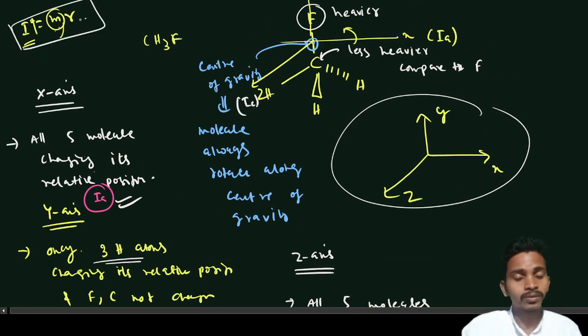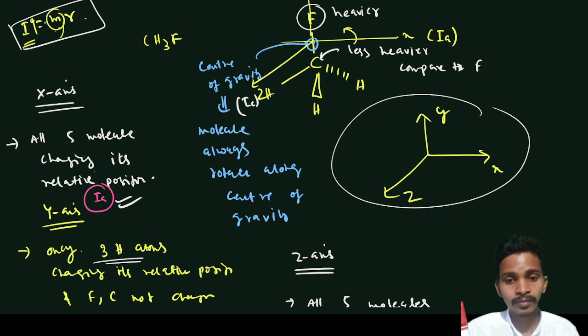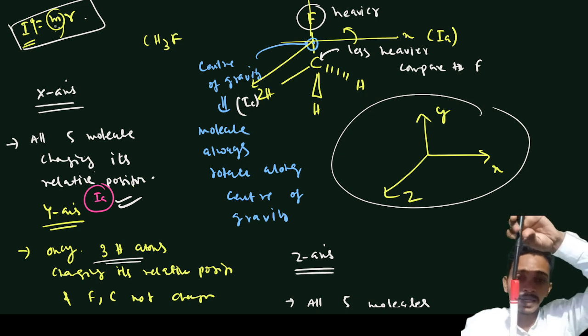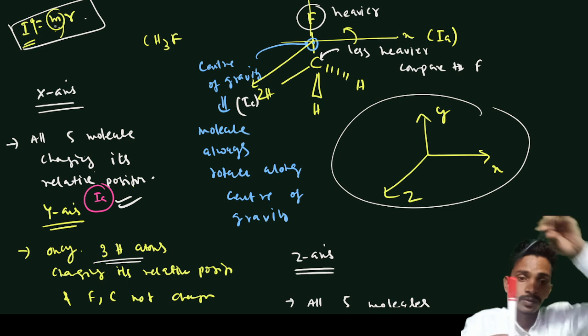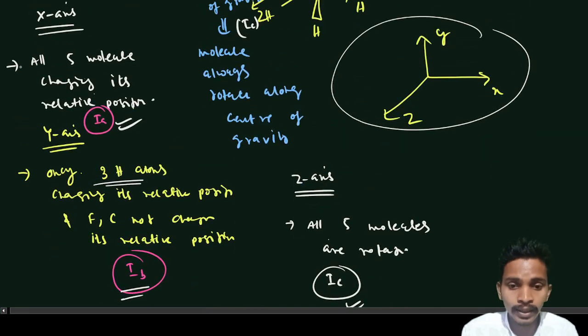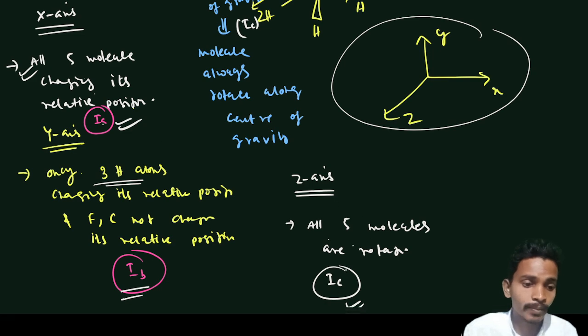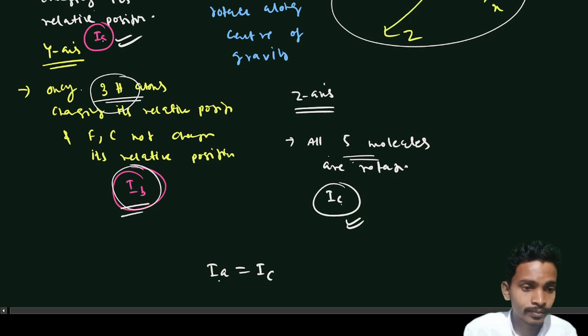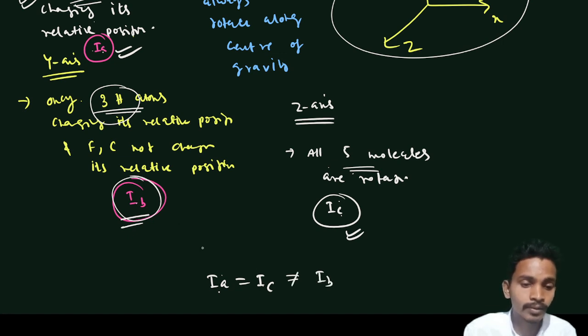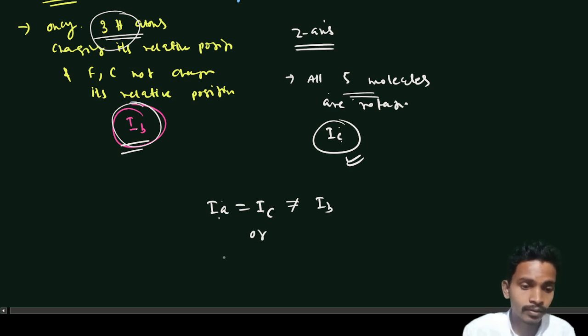IA is somehow related to mass times radius squared. If the mass is high, then I have to apply much more force. If the mass is less, since I have to rotate only three hydrogen atoms, I have to apply less force. So for the IA axis the value is high, and IC is also high because five atoms are rotated. For this case only three hydrogen atoms are rotated, so IB is less. So I can say that IA equals IC, because here also five, here also five, and this is not equal to IB, because here I am applying less force. Also I can say that IA equals IC and this is greater than IB.